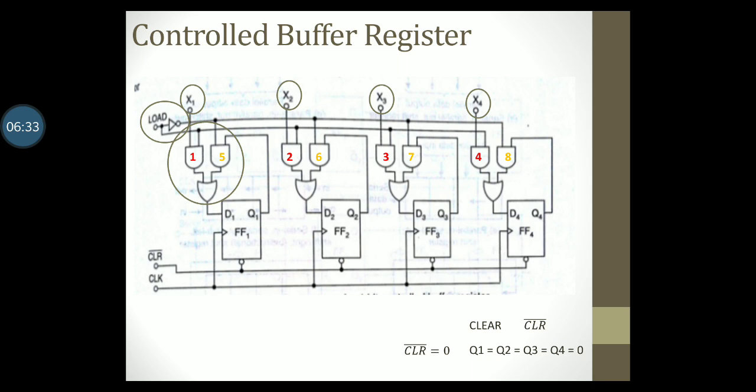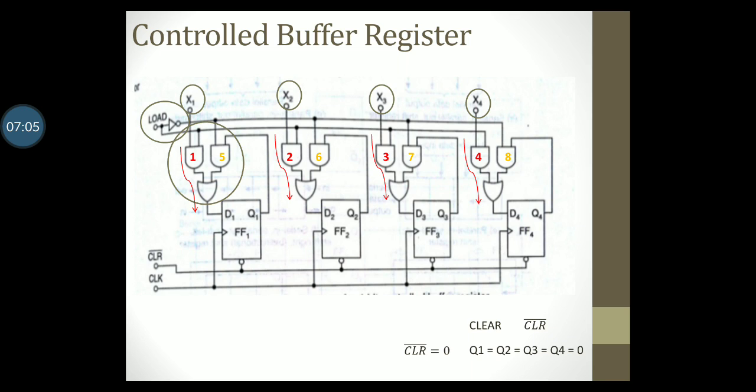Now if the gates 1, 2, 3, 4 are active, then this will allow inputs x1, x2, x3 and x4 to pass through and enter the flip-flop inputs D1, D2, D3 and D4. I have shown an arrow symbol indicating the flow into the flip-flops. And on the next positive edge of the clock pulse, this input will reach the outputs Q1, Q2, Q3 and Q4.